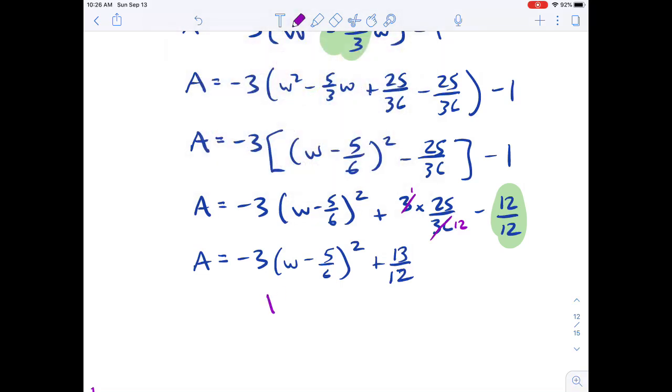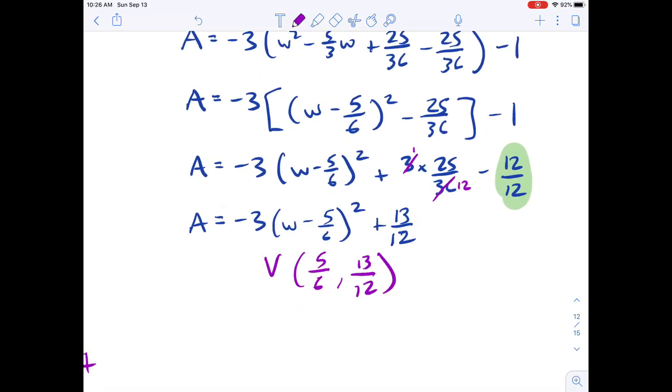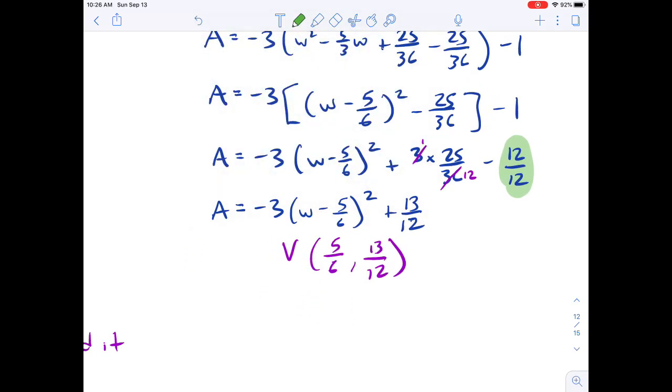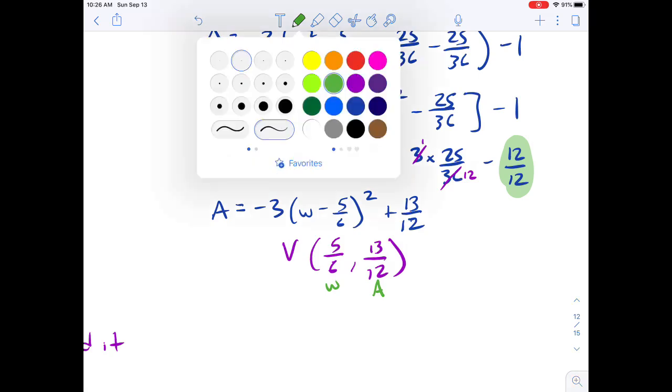So what does that mean? It means my vertex is positive 5/6, and 13/12. And just keep in mind that these are not just variables representing x and y anymore. They have new meanings. Instead of x, this is really our w value, and instead of y, this is really our a value. So this might be, for example, an equation that relates the width of a rectangular shape to the area of that rectangular shape. And that's what those variables would represent in that case.